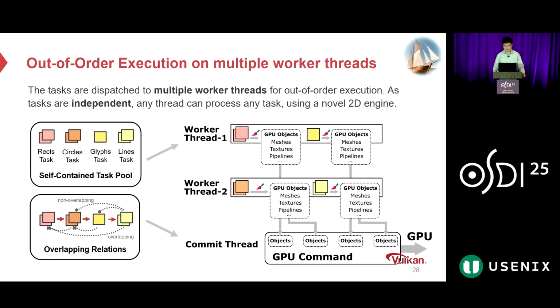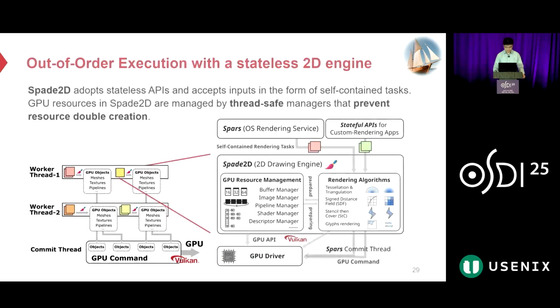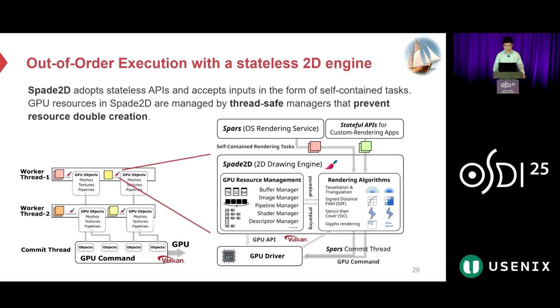With self-contained tasks ready, we move to the execution stage. Worker threads simply pull tasks from the pool and execute them in parallel and out of order. Since they are independent, any thread can process any task in any order. The output is a set of GPU objects packed together and sent to the commit thread. To support this, we built a new stateless 2D engine named Spate2D. Spate2D accepts self-contained rendering tasks and provides thread-safe management of GPU resources like buffers and pipelines, which is crucial for conflict-free parallel execution. Please see our paper for the details.